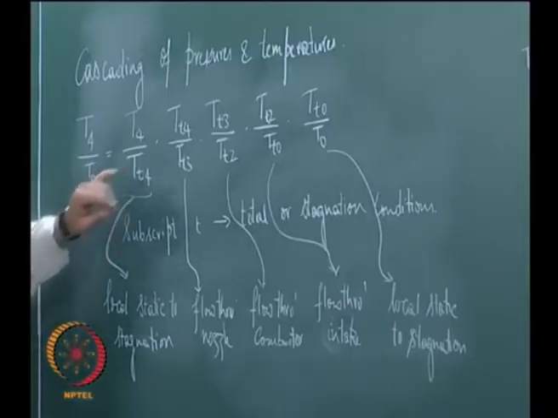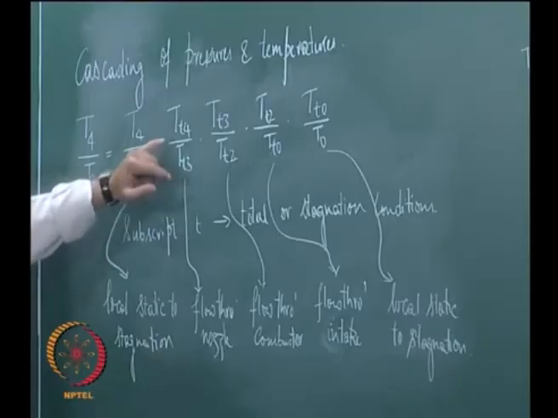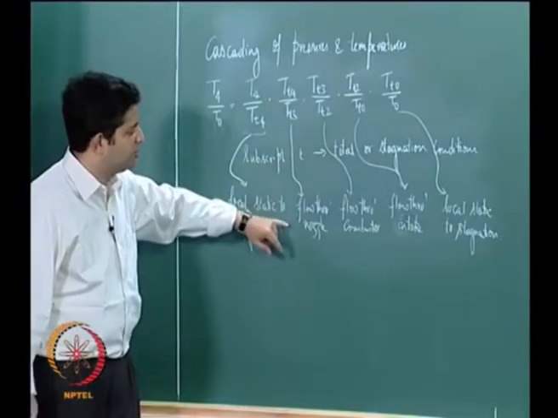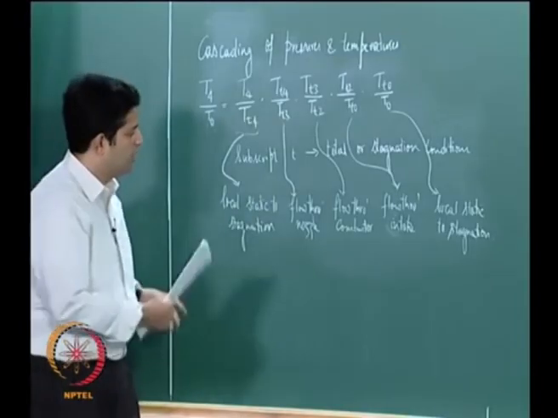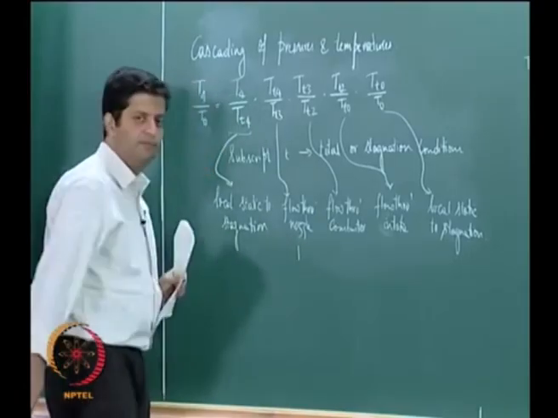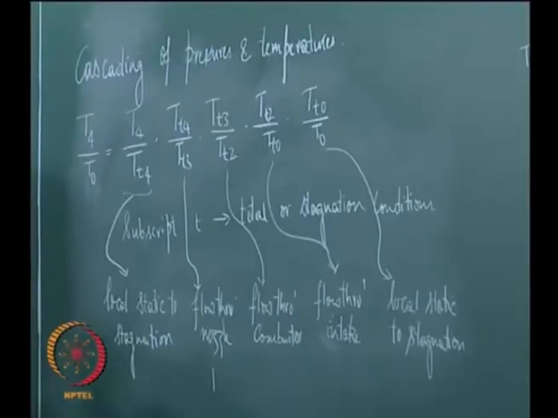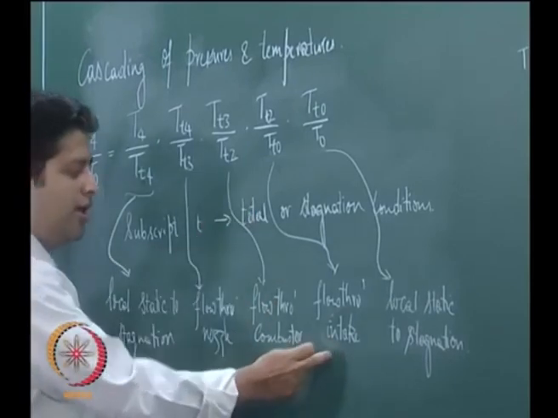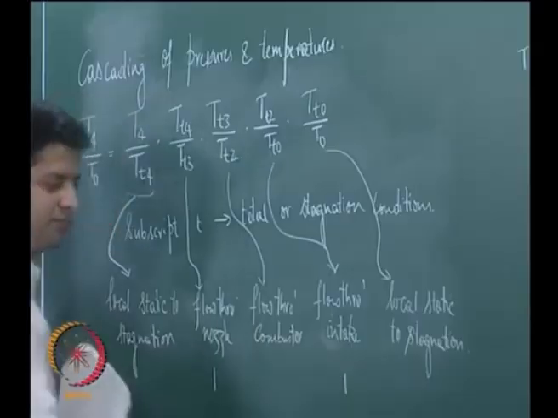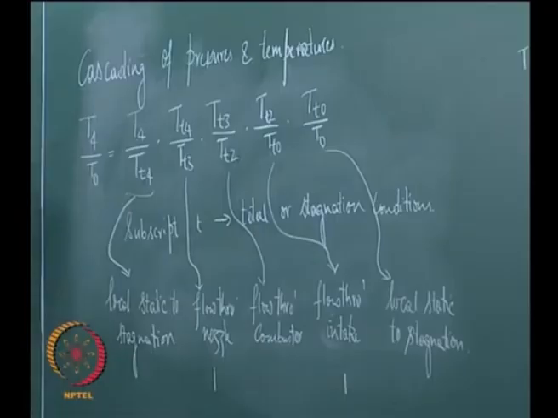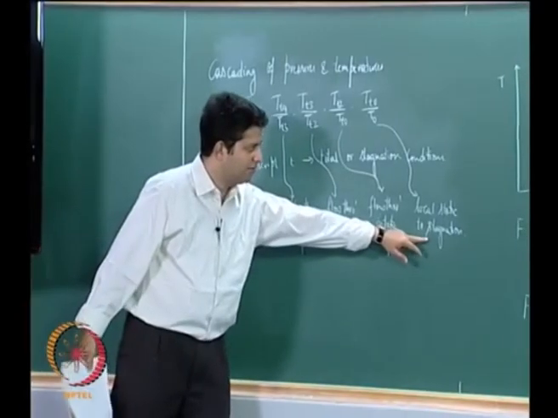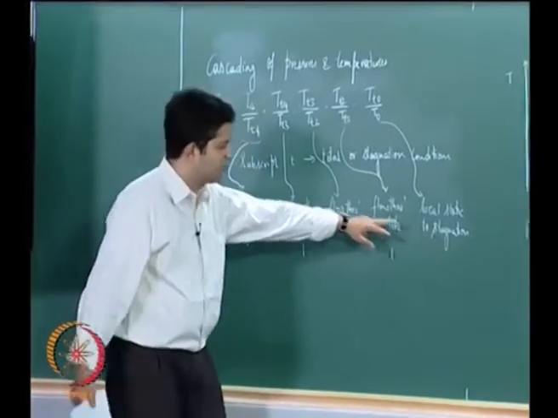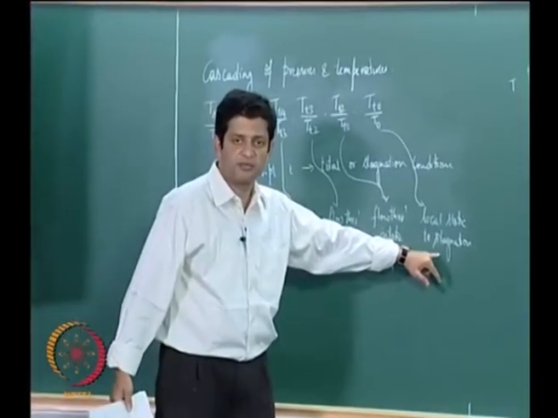Now for an isentropic flow, what happens to this ratio TT3 by TT4? If we assume the flow through the nozzle to be isentropic, then both these temperatures are same, so you get this ratio to be 1. Then again flow through intake, this is also 1, fine. You are now left with 3 things, this flow through combustor and local static to stagnation. The first and the last one, we can express in terms of Mach number.